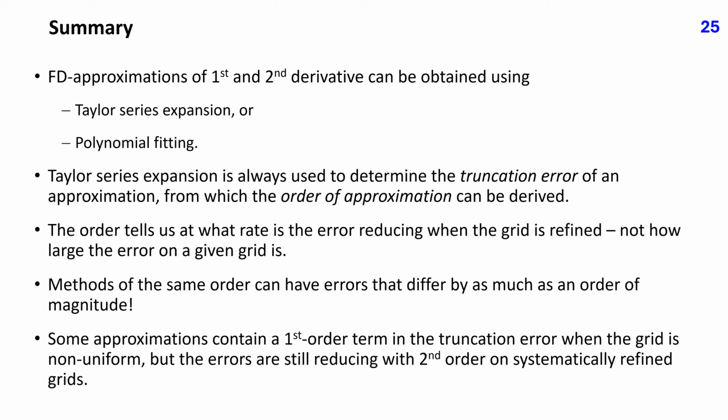The order tells us at what rate the error is reducing when the grid is refined, not how large the error on a given grid is. Methods of the same order can have errors that differ by as much as an order of magnitude. Some approximations contain a first-order term in the truncation error when the grid is non-uniform, but the errors are still reducing with second order on systematically refined grids.